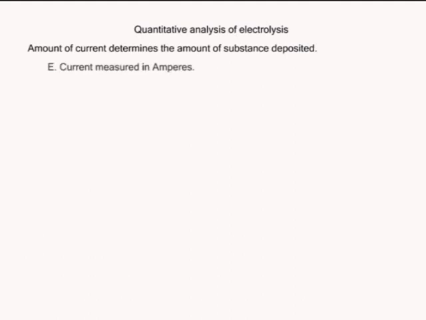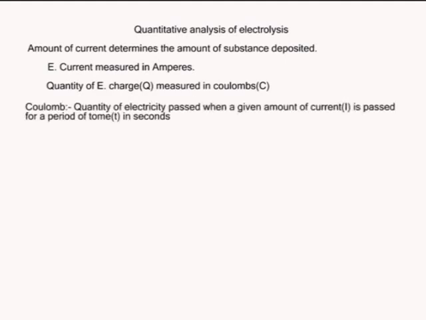And now let's see the quantitative analysis of electrolysis. During electrolysis, the amount of electricity passed determines the amount of the substance that is deposited. Electric current is measured in amperes, we all know that. The quantity of electric charge Q is measured in coulombs. A coulomb is the quantity of charge passed when a current of a given amperes is passed for a given time, usually in seconds. Therefore, Q is equal to I times T, where I is current and T is time.